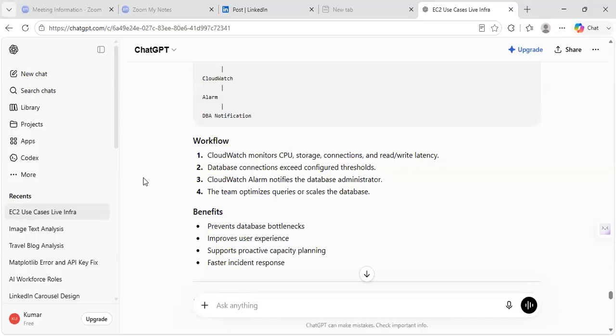So that is also going to cause performance issues. More read-write operations are coming into the database, so due to that there is a wait state. The user is waiting on the website, and then he will raise website performance issues. So the team optimizes queries and scales the database when the notification comes. It means CloudWatch alarms notify the database administrator, the development team optimizes queries, and the database is scaled.